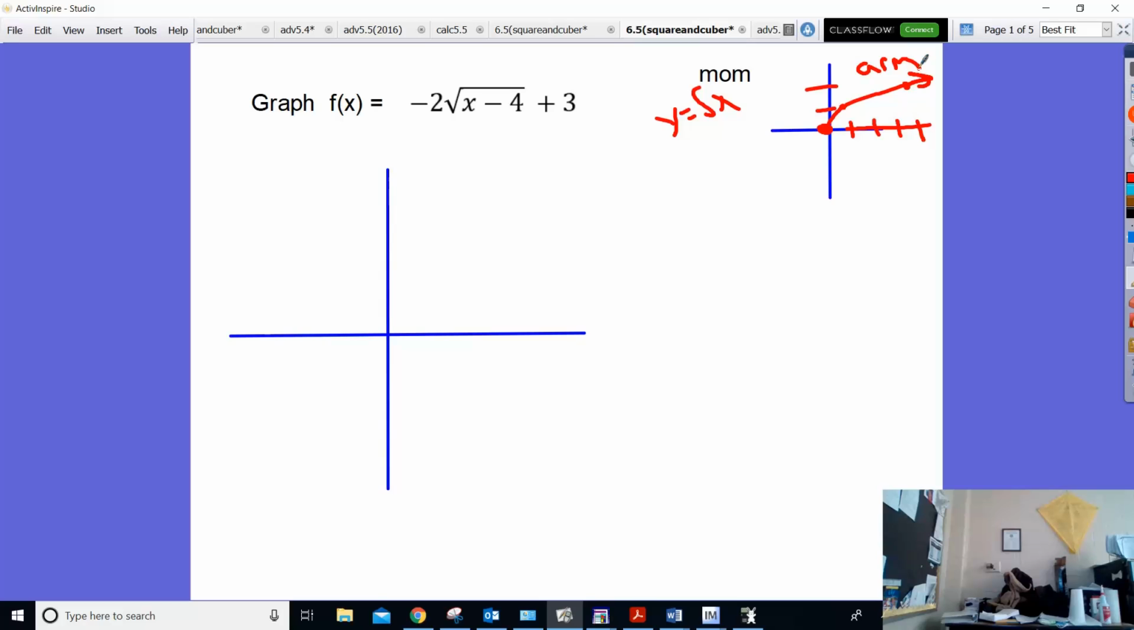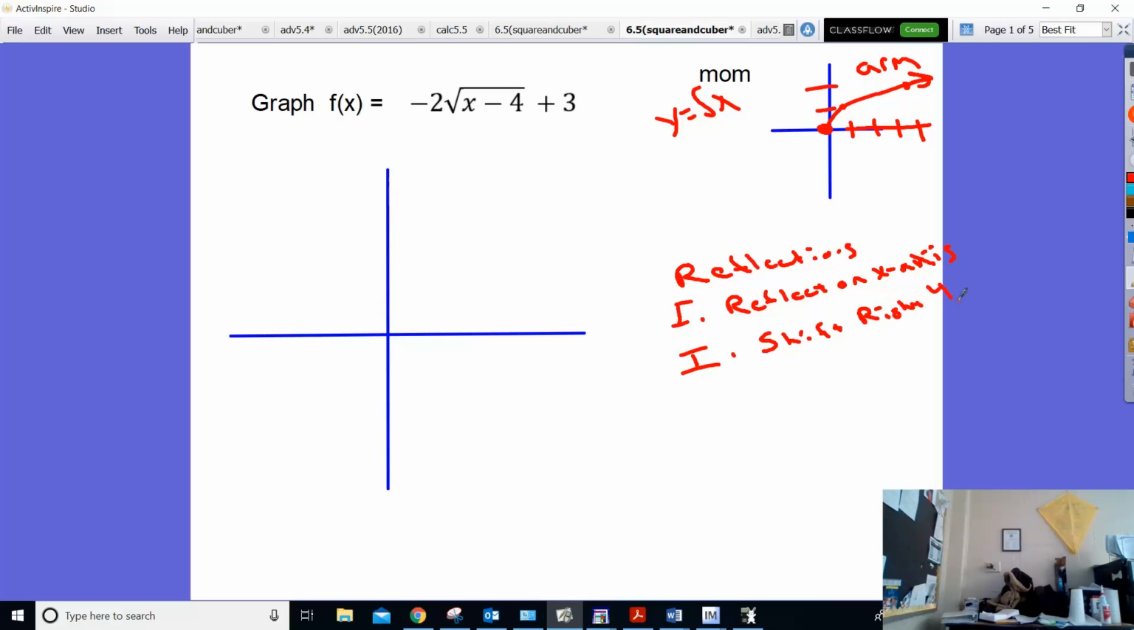Now, before we actually graph it, can you tell me what transformations you're going to do to that child? You have to flip it over the x-axis. There's a reflection. Move right 4. Reflections. Going to reflect on the x-axis. I heard we're going to move right 4. Shift right 4. We call that a horizontal shift. I heard you got 3. That's a vertical shift.